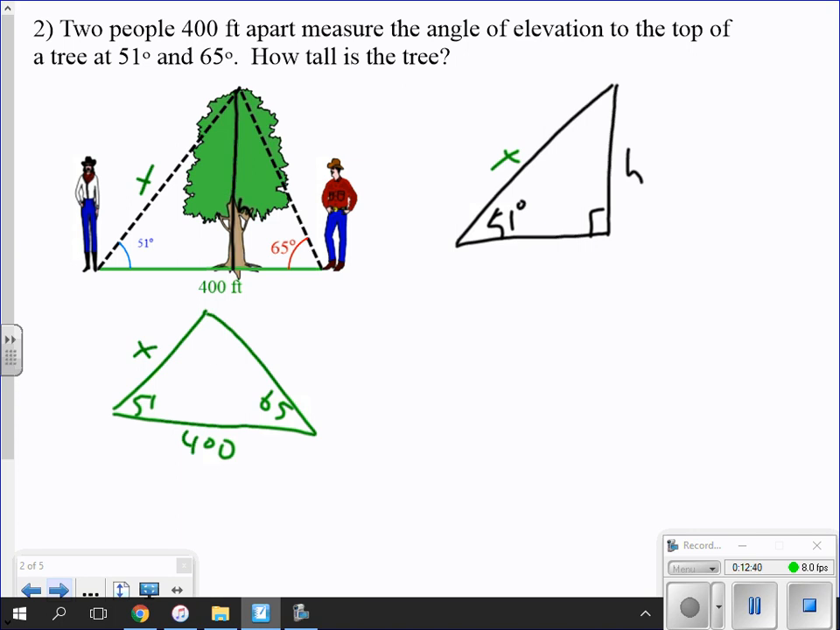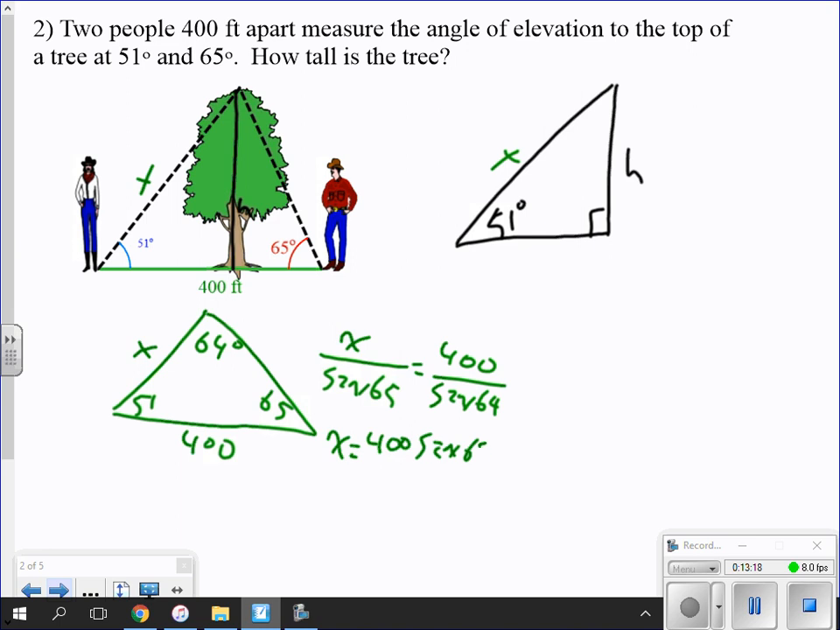You do your subtraction and you get this as being 64 degrees up there. And now I can set up my ratios for that. x over the sine of 65 is equal to 400 over the sine of 64. Multiply both sides, you get x is equal to 400 sine of 65 over the sine of 64, and you get the length of x to be 403.34.